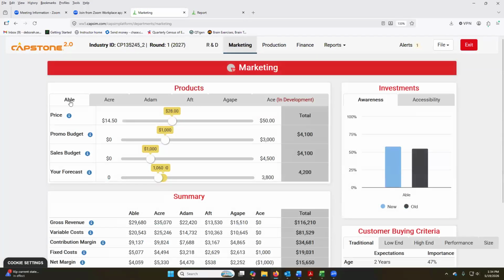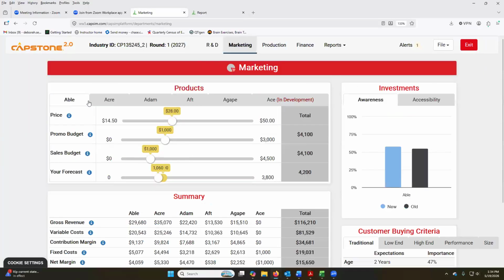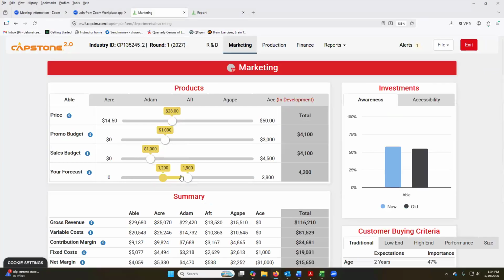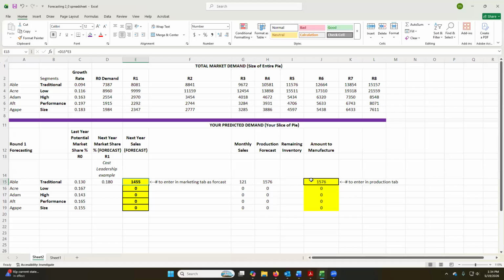This is the number for Able, right? We're on Able. This 1455 is the number I would enter as my forecast here on the marketing slider, 1460, okay? Then looking on the production tab, I have to see how much inventory I have. I have 189 units in inventory.